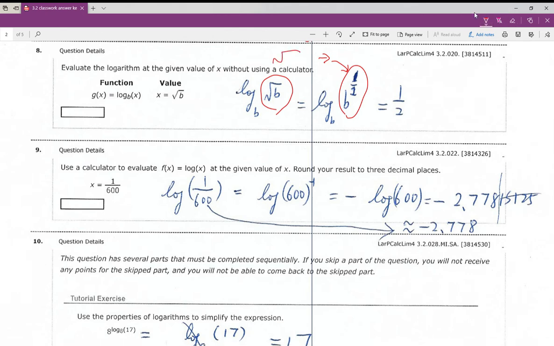And then we may cancel out the base with the whole thing. Then we have the answer 1/2. Number 9.